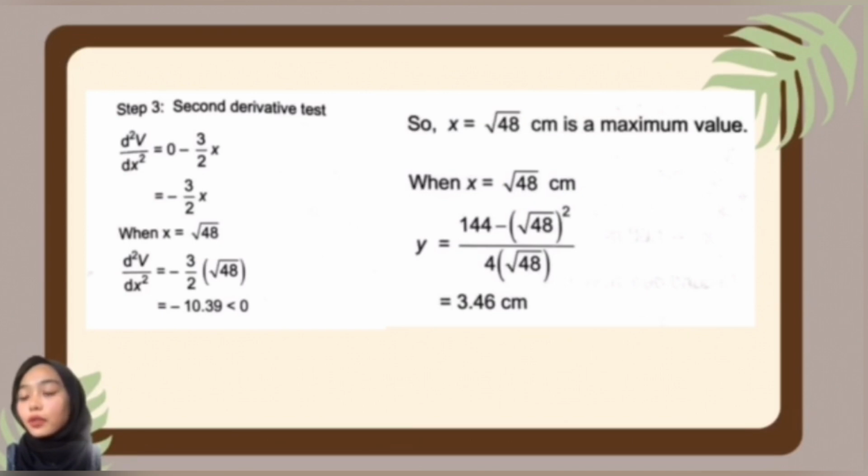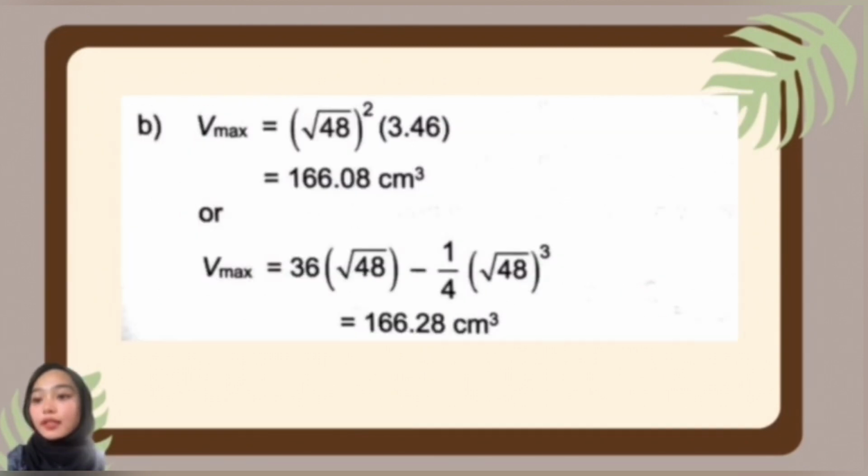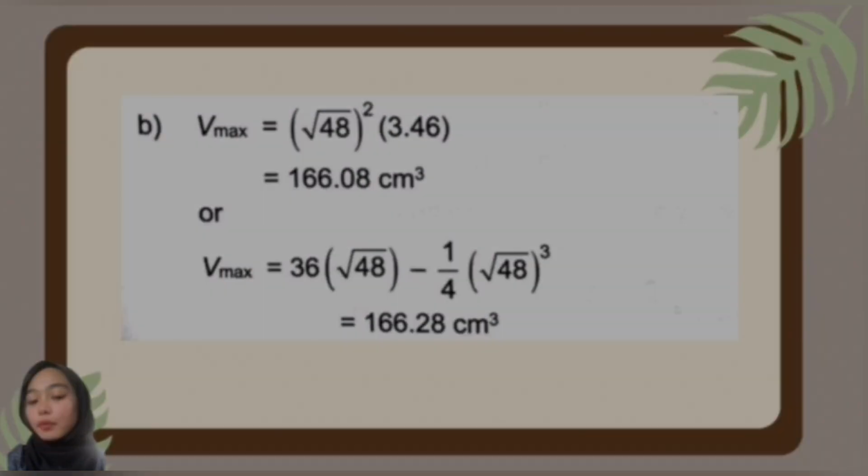When x is 48 cm, y will be 144 minus 48 squared divided by 4 times 48. So the answer will be 3.46 cm. Next, to answer question B, V maximum equals 48 squared times 3.46. So the answer will be 166.08 cm cubed. Or we can do V maximum equals 36 in bracket 48 minus 1 over 4 in bracket 48 cubed. So the answer will be 166.28 cm cubed.